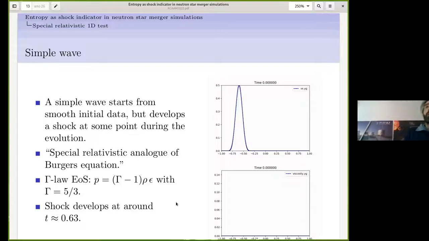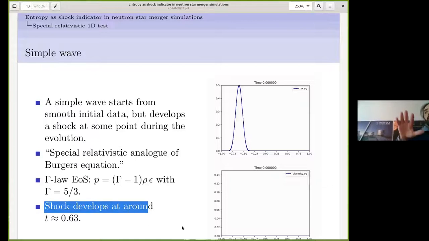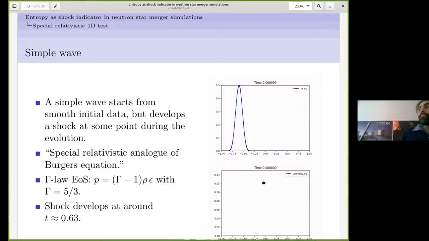So what I'm going to show here is that we choose an equation of state, and we expect that a shock will develop at around 0.63. You can follow the time here. In the upper frame, I have how the solution looks during the evolution, and in the lower frame we'll see how this entropy production function is behaving. What one would expect is that it's zero when the solution is smooth, and then it peaks when the shock is forming. Let's see if that's the case.